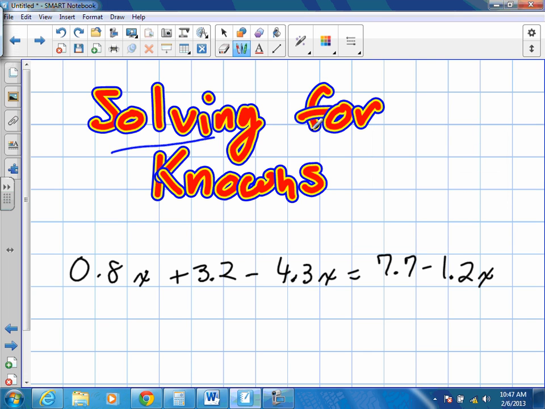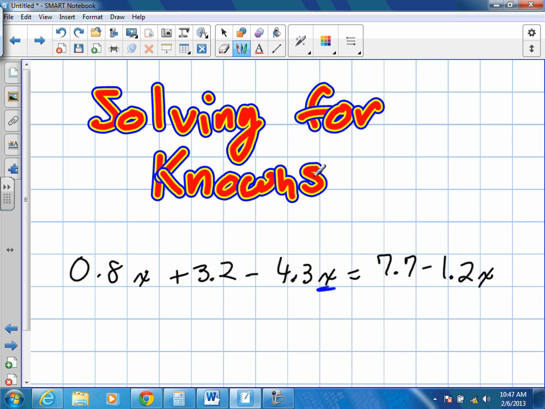Okay, we're going to be working on solving for unknowns. In the last questions we were just simplifying. In this question we actually have an equal sign and we have values on both sides of the equal sign, which means we can probably solve for our variable, which is x. X is the unknown variable here. In order to do this, I want to be separating x from all other terms.